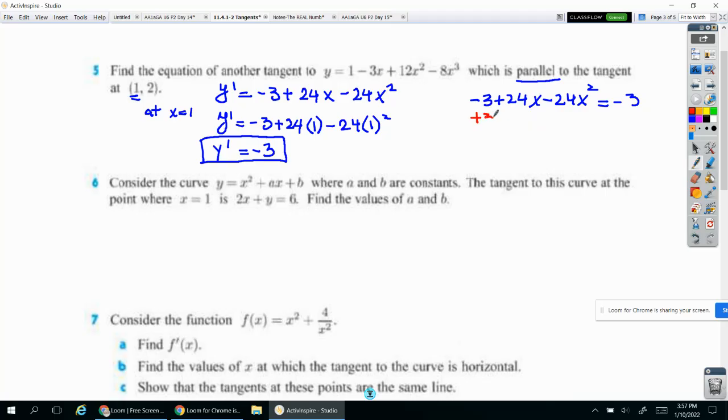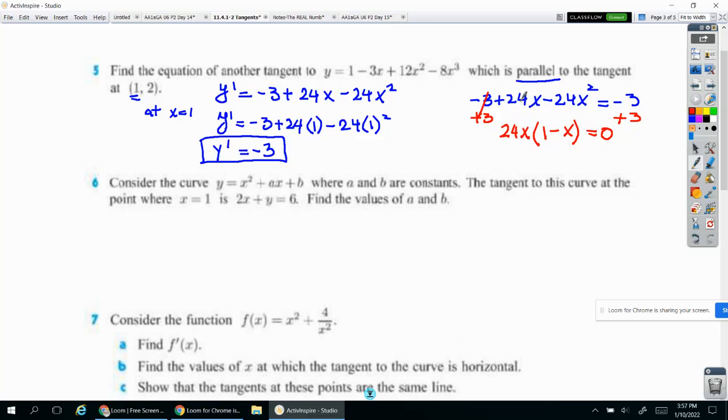So first thing that I'm going to do is add 3 to both sides. And then I have over here 24x minus 24x squared. What I can do is factor out 24x, and I have 1 minus x, and all of that equals 0. Okay?